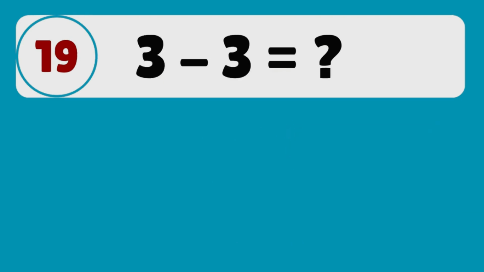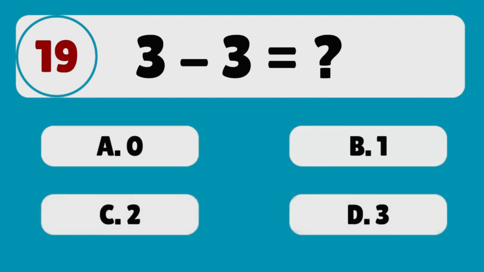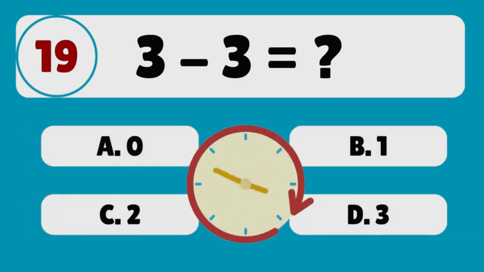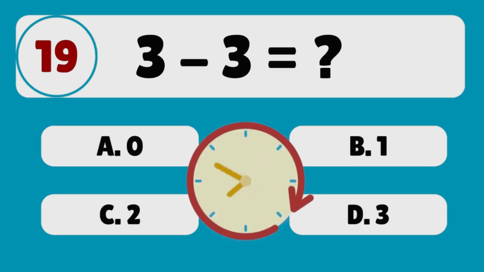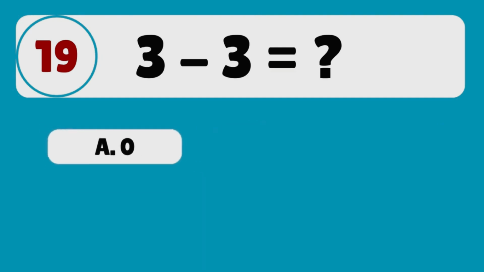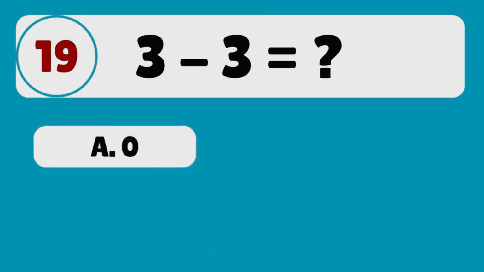Question 19. What is 3 minus 3? The answer is A. 3 minus 3 is equal to 0.